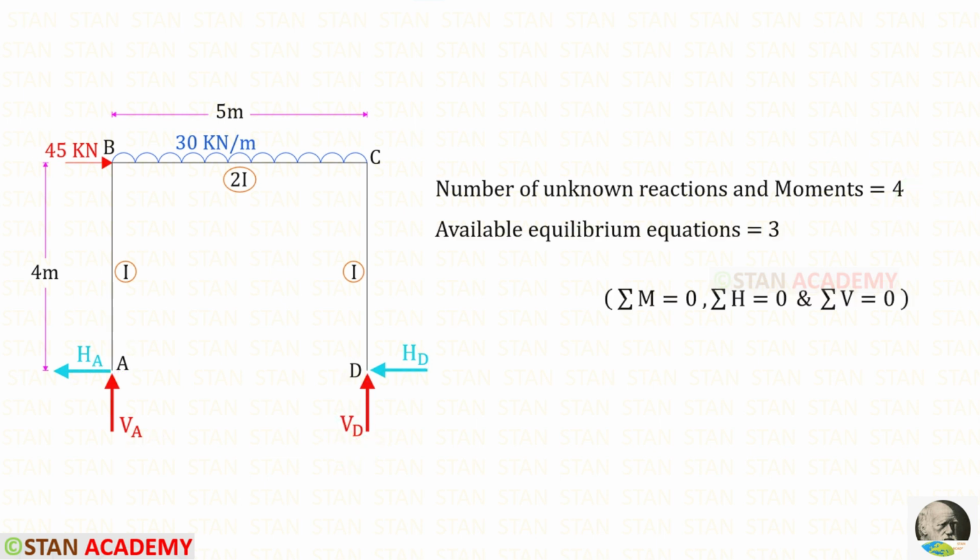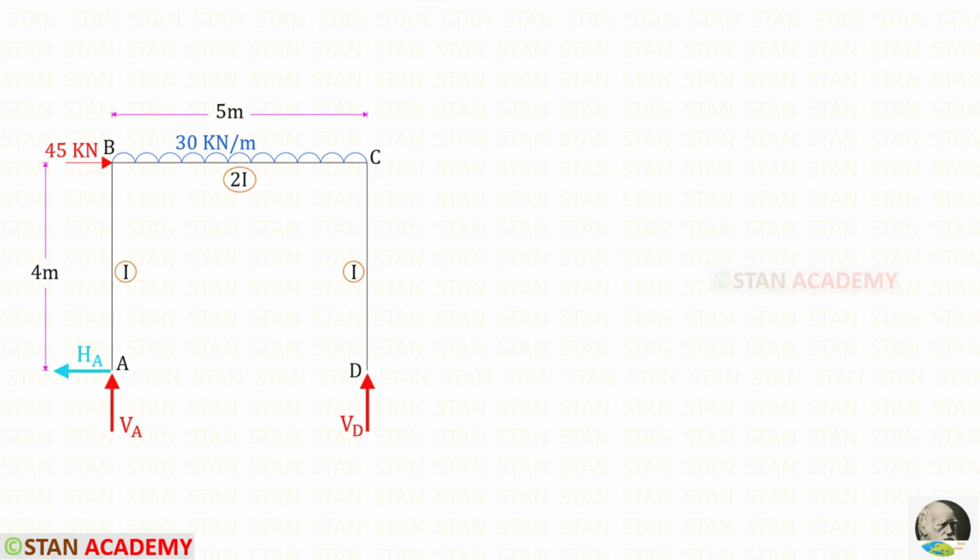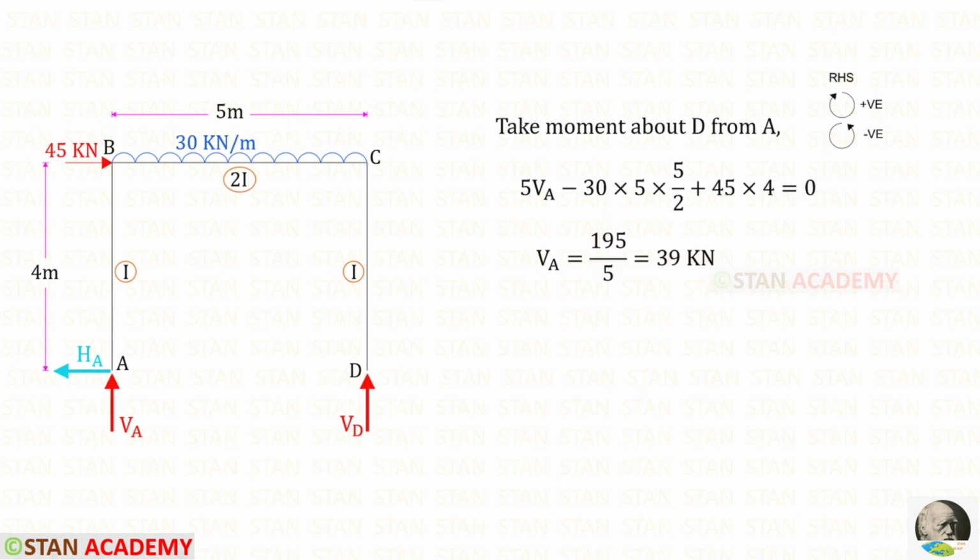The available equilibrium equations are 3. The degree of static indeterminacy will be 4 minus 3, so it will be 1. Let us release HD. You can see that I have released HD. To find VA, let us take a moment about D. In this case, we have to follow the right hand side rule.